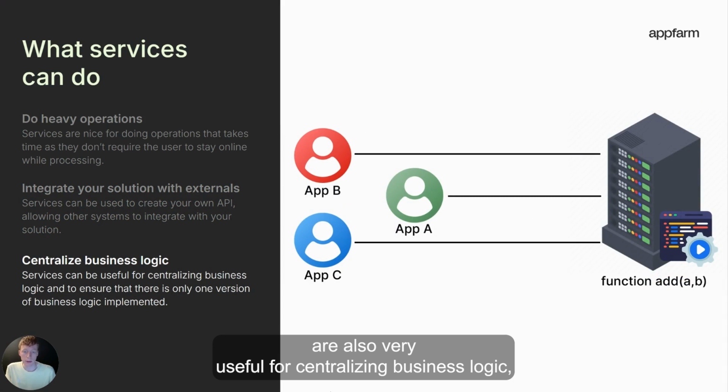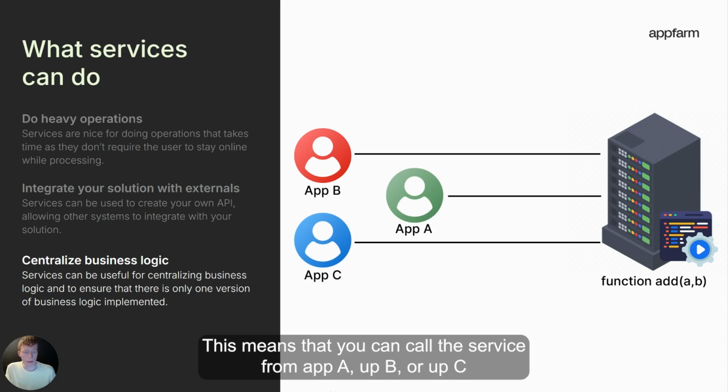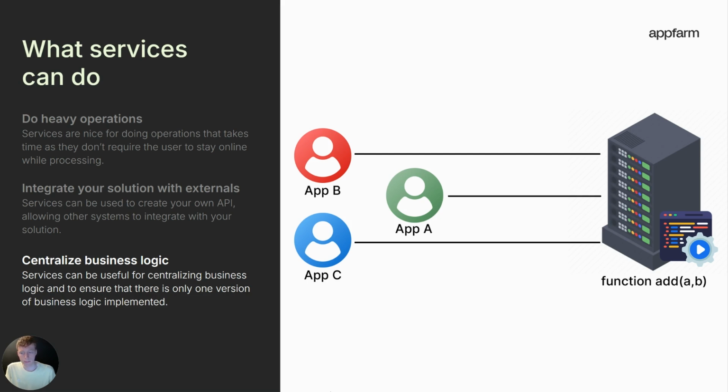Services are also very useful for centralizing business logic, which can maybe be used in many different apps. This means that you can call the service from app A, app B, or app C without needing to rewrite the function in many different places.